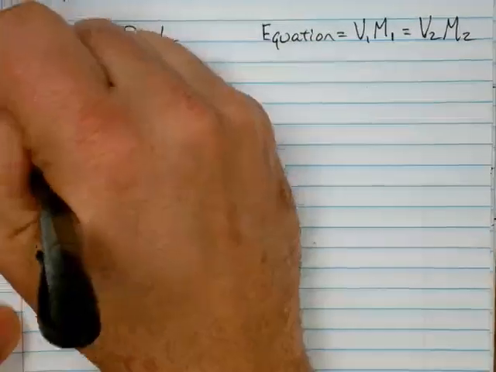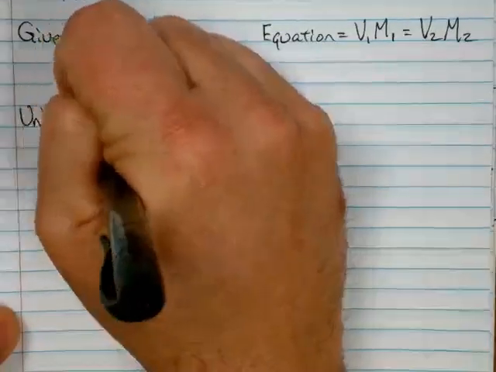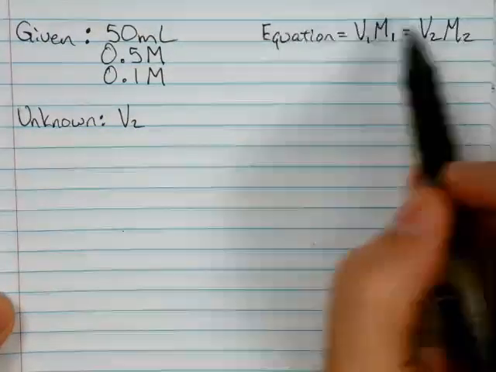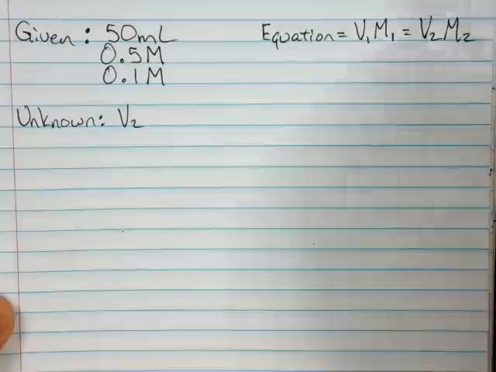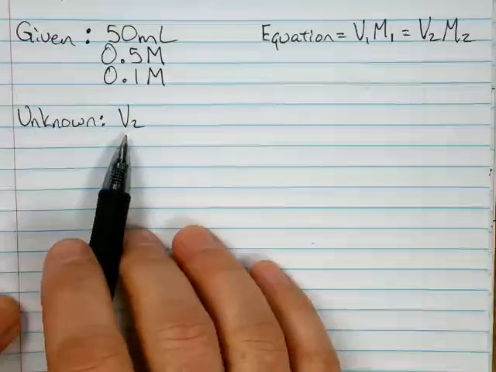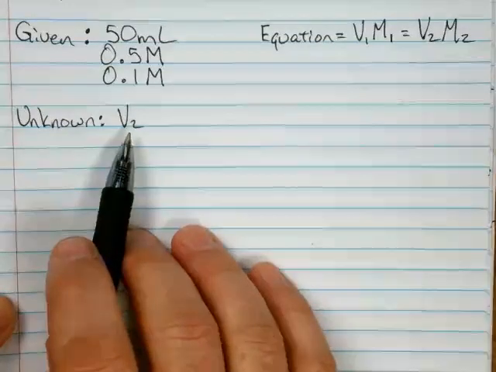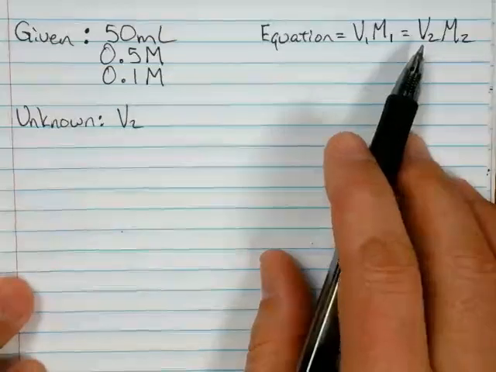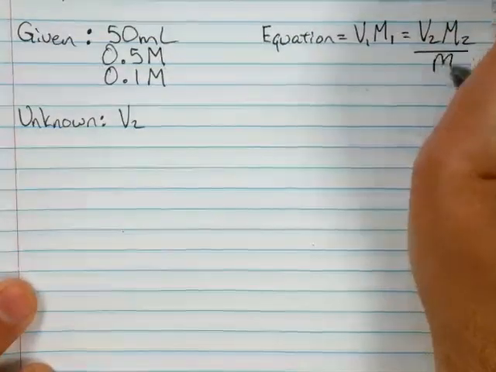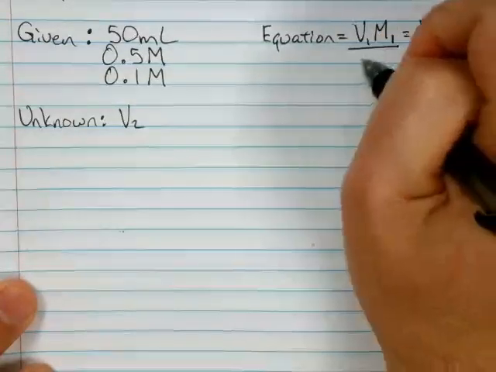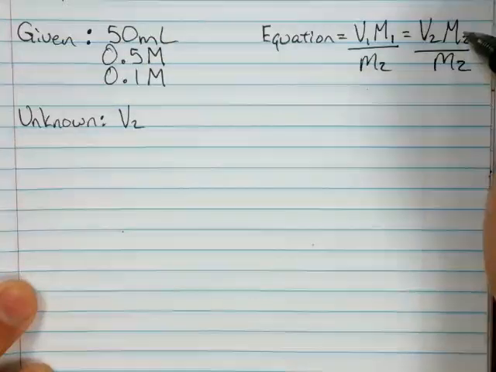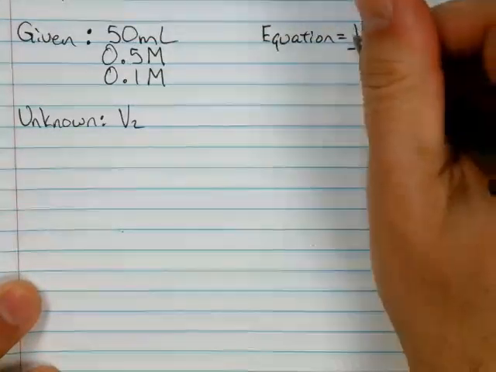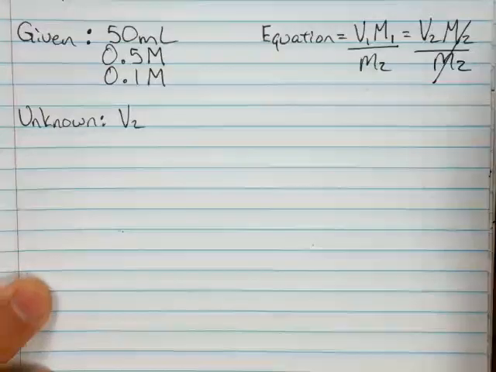And then what are we looking for? We're looking for V2. So you take this equation right here and you say, okay, this equation is not set up correctly. We need to rearrange it to solve for V2. So what do we do to get V2 by itself? Divide by M2. So M2 over M2 cancels out. That leaves us with V2 is equal to V1 times M1 over M2.